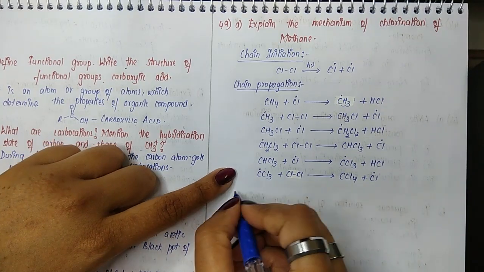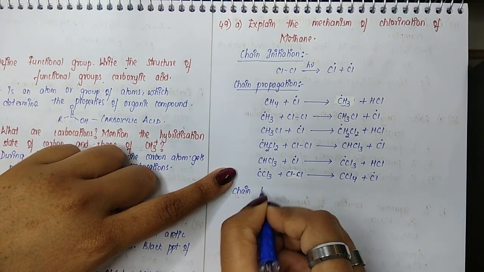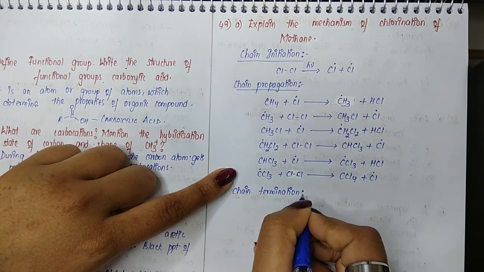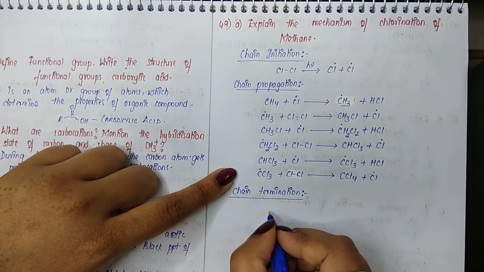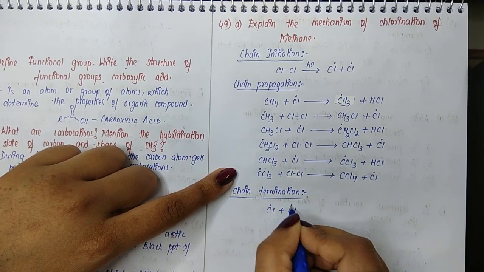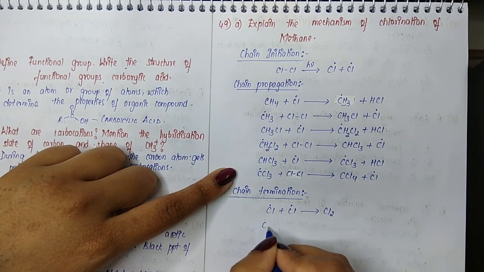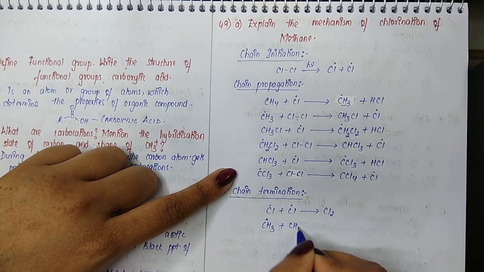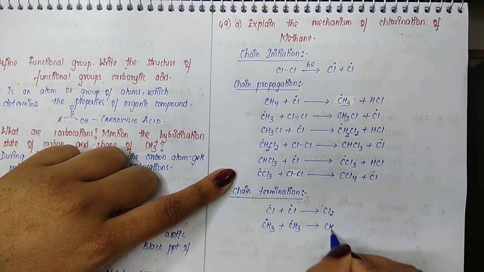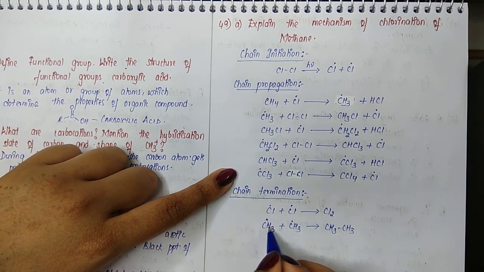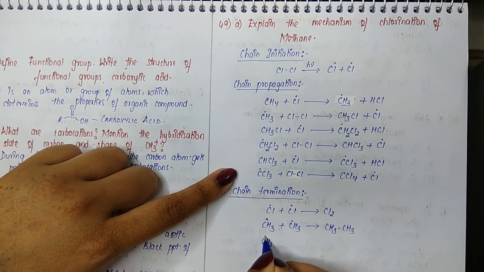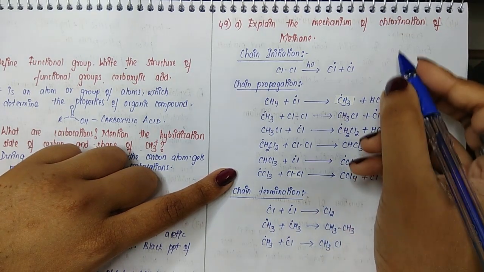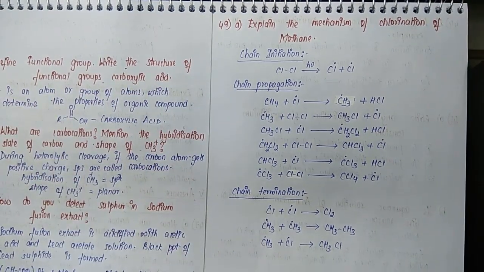Now the last step is chain termination. In this, whatever free radicals are left out will all join together. So Cl dot plus Cl dot will give Cl2 molecule. Then I have a methyl radical also in the entire process, which will form ethane. This can also react with the Cl dot to give methyl chloride. So this way the entire process will be asked and you're supposed to write it.